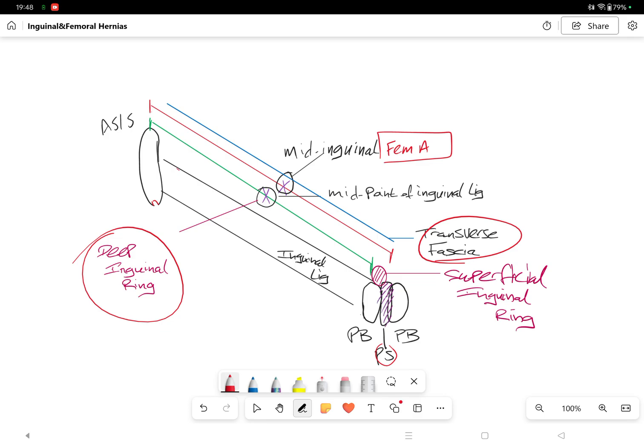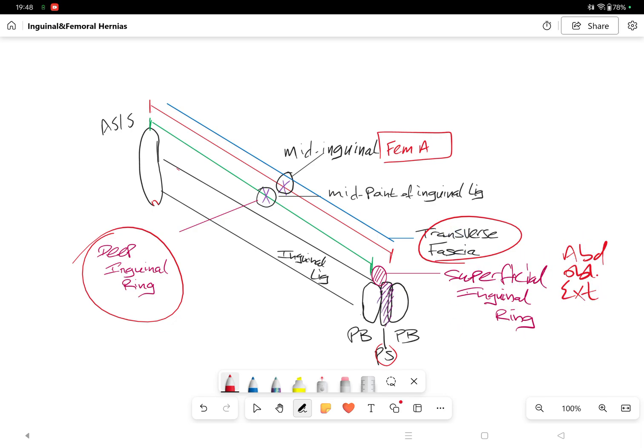Appreciate then that we have a superficial ring as well, a superficial inguinal ring. That canal, the inguinal canal, essentially runs in the same direction as the inguinal ligament, i.e. an inferomedial direction. The superficial inguinal ring is actually located in the abdominis obliquus externus muscle. Okay, that's where it's actually found. So the deep inguinal ring is found inside the transversalis fascia, the superficial inguinal ring in the abdominis obliquus externus muscle.